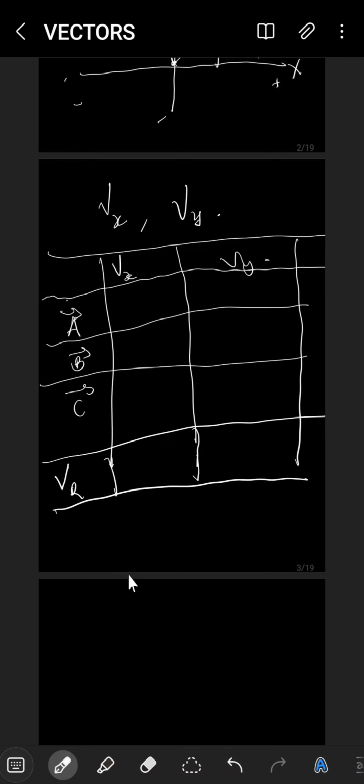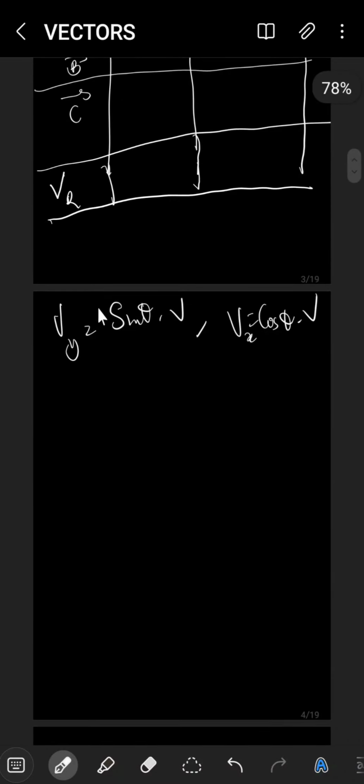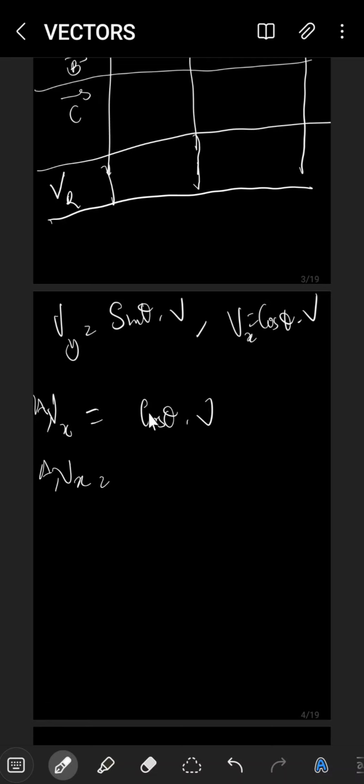From the previous video we also learned how to find these individual components. Vy is V multiplied by sine theta, and Vx is V multiplied by cos theta. The previous video will help with that. So we will find the vector x, then the vector y. Let's begin. Vx for A is cos theta times V. What is theta for A?